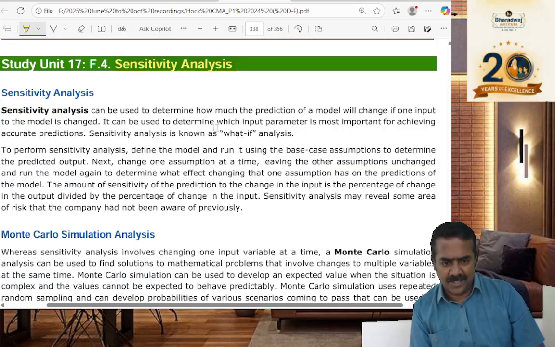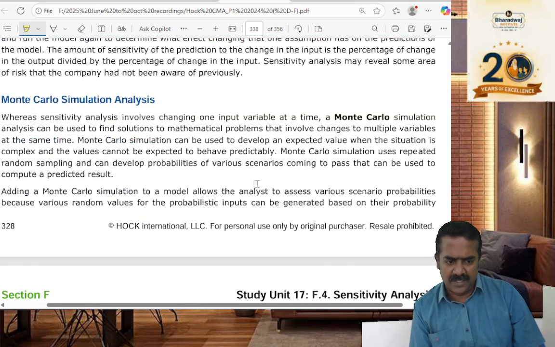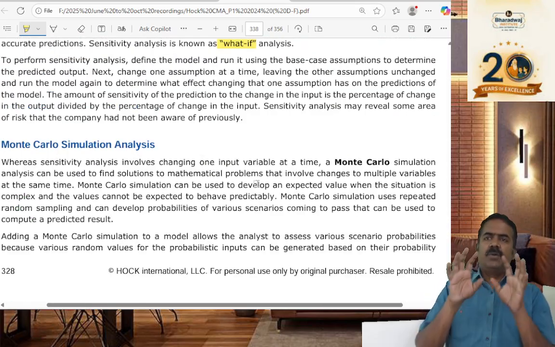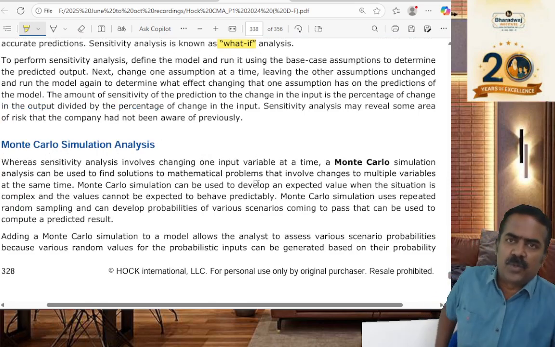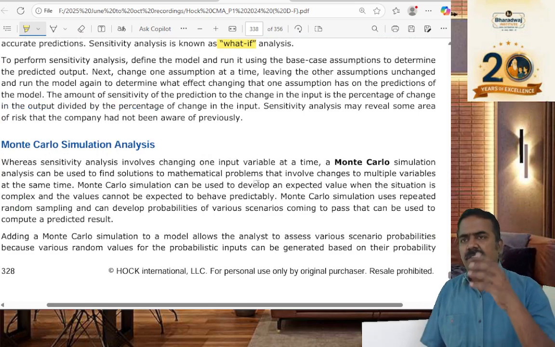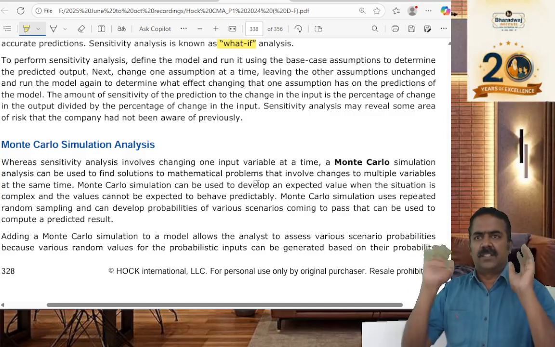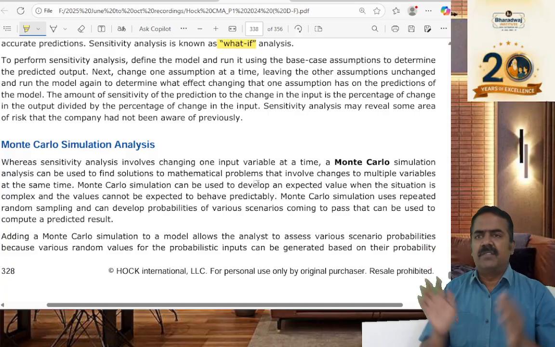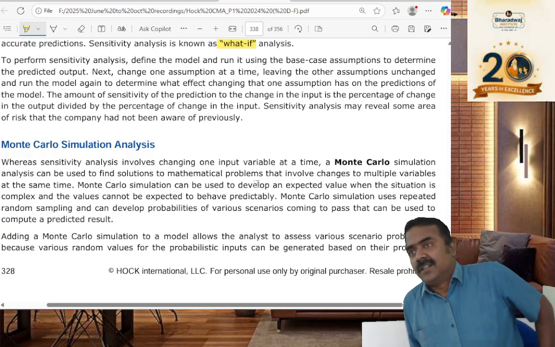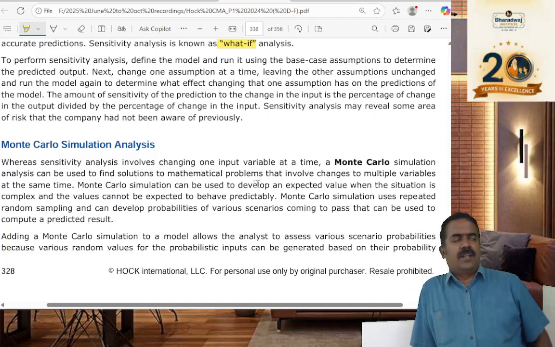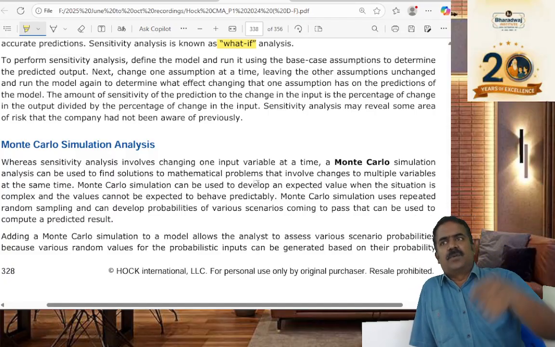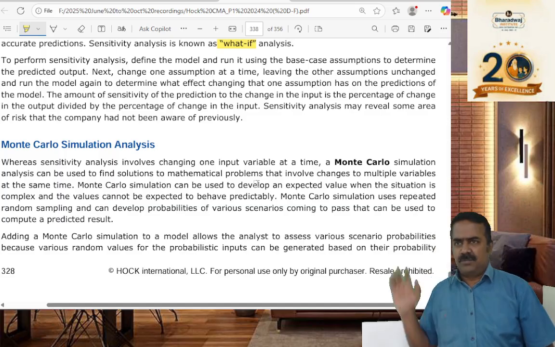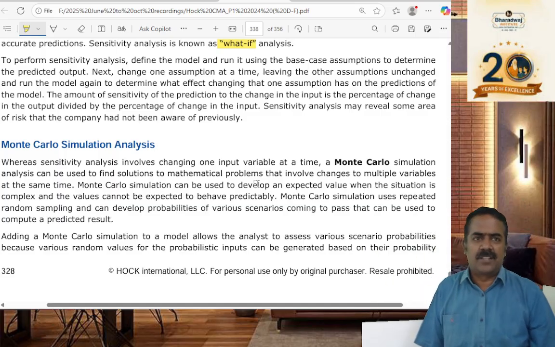Sensitivity analysis. It is also known as which analysis? What if analysis. What is what if analysis? Simple. We work out different possibilities. For example, listen. Let's assume this example you can remember. We are running a construction company. Let us assume the workers are doing a plastering work. What is plastering work? The workers are doing a plastering work.